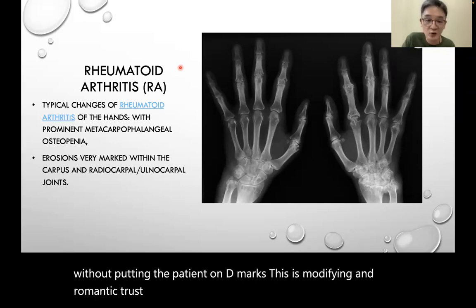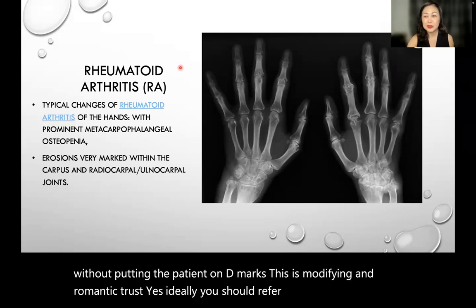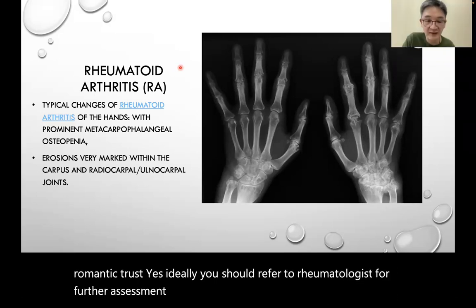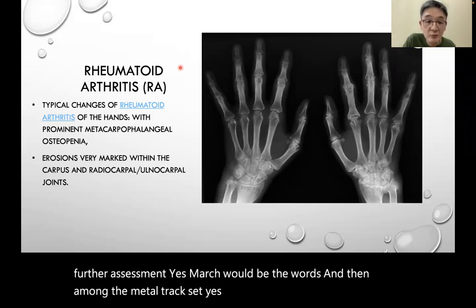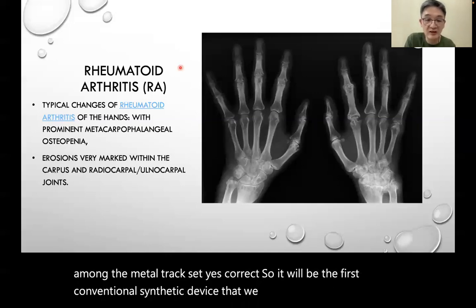Yes, ideally you should refer to a rheumatologist for further assessment. Yes, DMARDs would be the word. And then among the DMARDs, methotrexate, yes, correct, Nikita. It will be the first conventional synthetic DMARD that we use because it's still the most cost-effective.